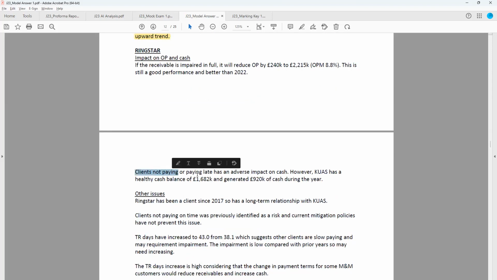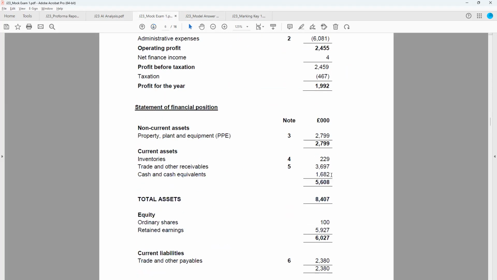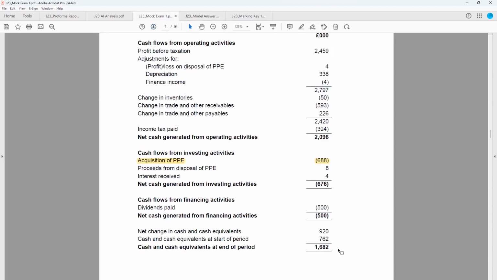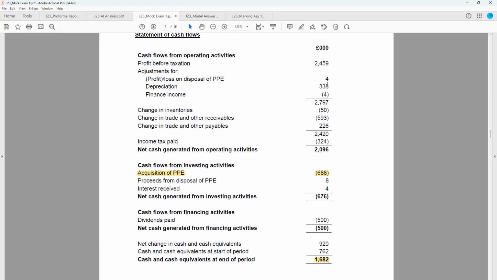So clients not paying or paying late obviously has an adverse impact on cash. And you can look at the cash position of the company. I mean, we would need to do this anyway for requirements 2 and 3. So you can see what the cash position is. You can see what cash is, of course, at the year end, or you could just pick it up from the cash flow statement. You could have a quick skim through the cash flow statement.